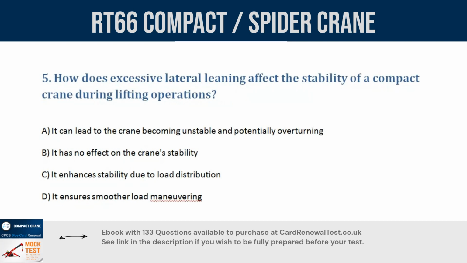5. How does excessive lateral leaning affect the stability of a compact crane during lifting operations? A. It can lead to the crane becoming unstable and potentially overturning. B. It has no effect on the crane's stability. C. It enhances stability due to load distribution. D. It ensures smoother load maneuvering. Correct answer, A. It can lead to the crane becoming unstable and potentially overturning.